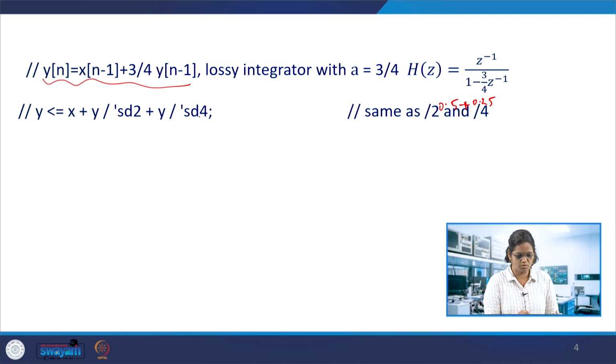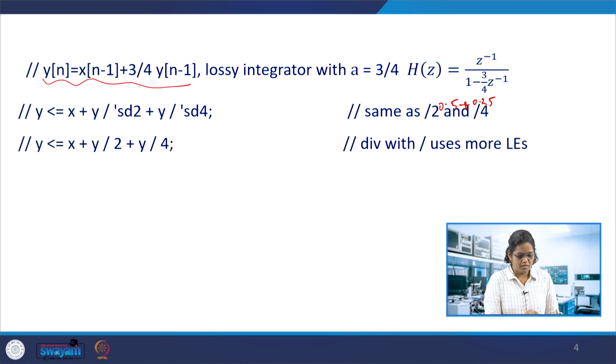So y by 2 plus y by 4 also makes the same equation: x plus y right shift by 1 and y right shift by 2, using the arithmetic shifts. So the signed numbers are written as signed decimal 2, signed decimal 4. This we can write straight away: y less than or equal to x plus y by 2 plus y by 4. So this is the other way of writing the same equation.